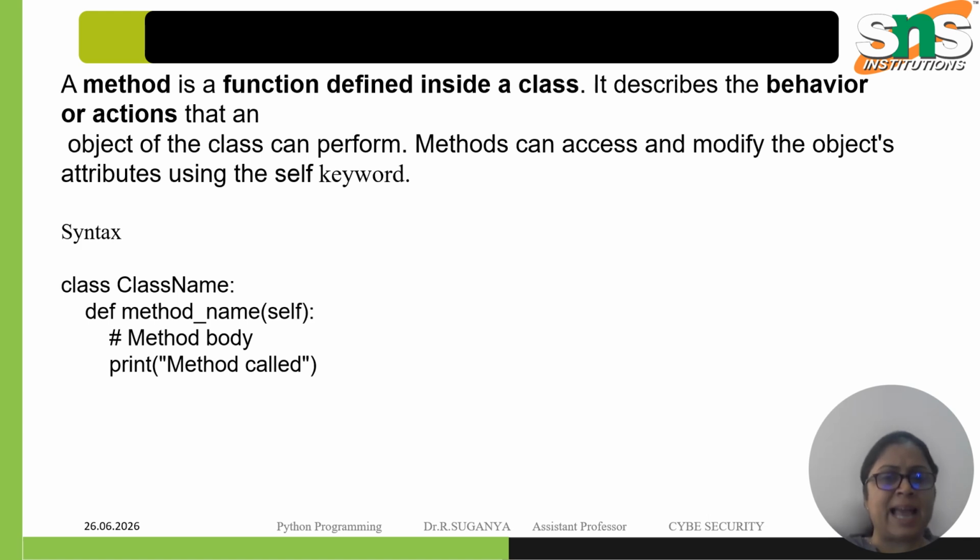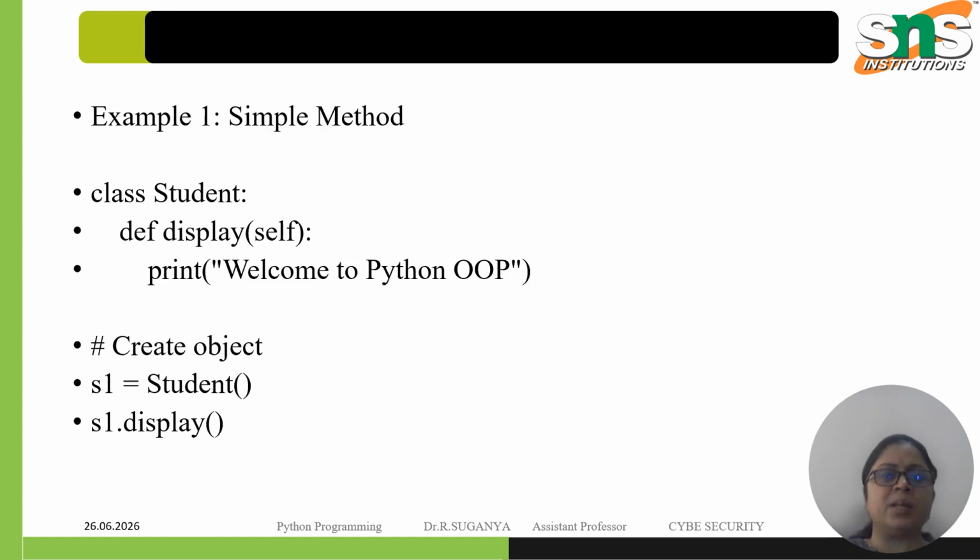The methods can access and modify the object's attributes using the self keyword. So here we have the class name and the method name. The method name is followed by the self attribute, and in the method body we can print particular statements inside the methods. Okay, so we have a simple example for the method.